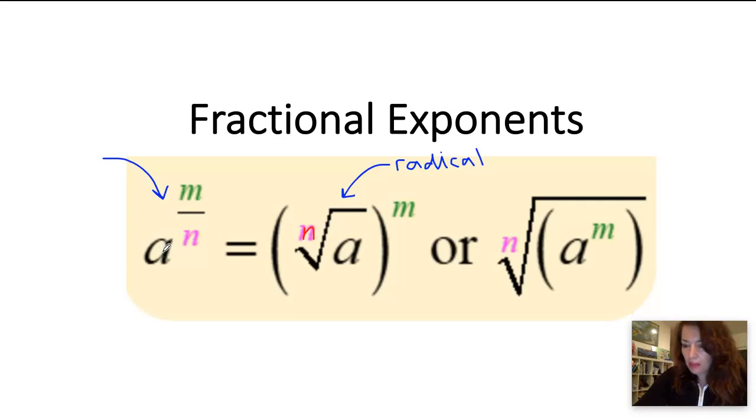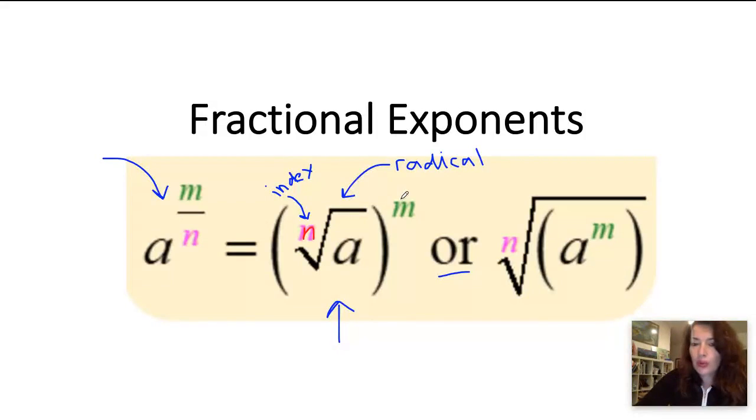If I have some number or some variable raised to a fraction, m over n, the denominator here is the root. So inside this little V shape here, which is also called the index, that will determine your root. And then you will be raising it to this exponent here, m. So you can write it in two ways. You can either write it the way that they wrote it here, or you can write it in this sense.